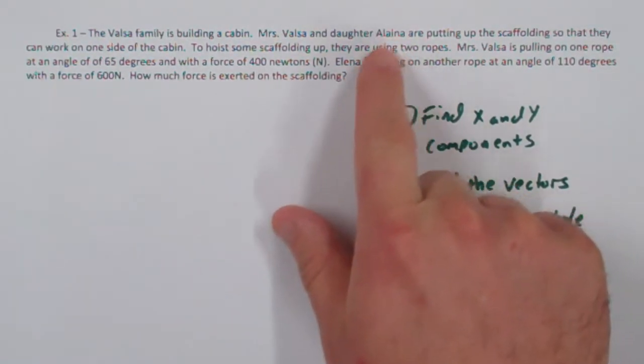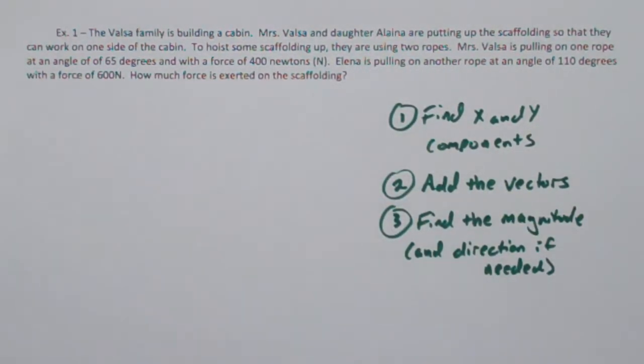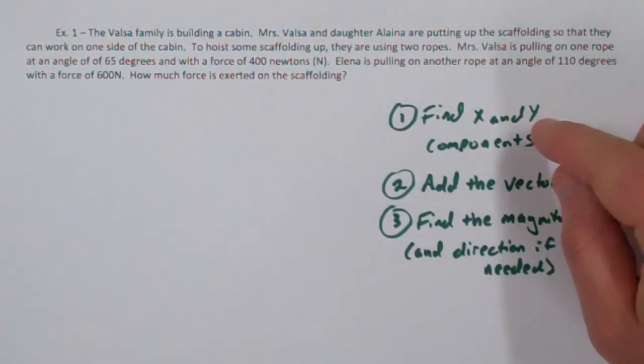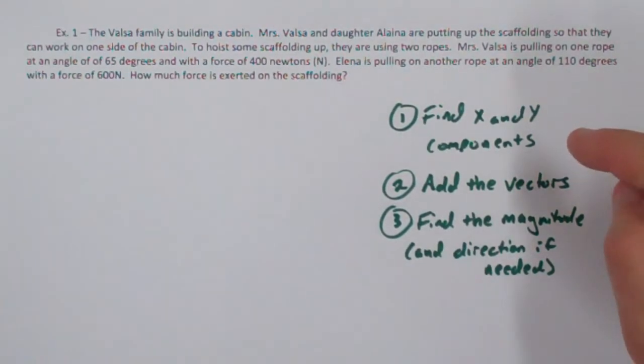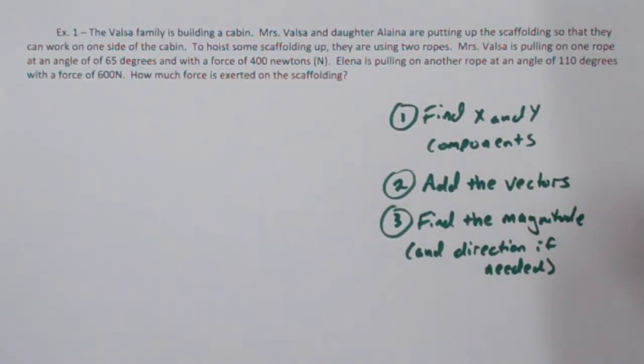Mrs. Volson is pulling on one rope at an angle of 65 degrees and a force of 400 newtons. And Elena, oops, should have switched that name, is pulling on another rope at an angle of 110 degrees with a force of 600 newtons. And we're wondering how much force is exerted on the scaffolding. On the right hand side, this doesn't work every single time, but this is something that you can do with a problem like this.